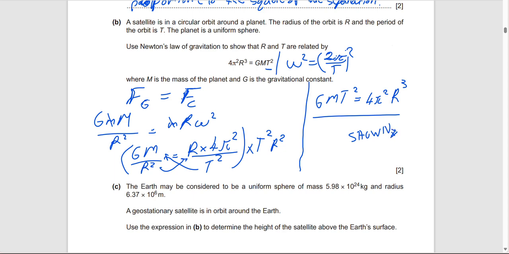So the main idea, remember, is just that the centripetal force comes from the gravitational force. It is the one that causes the centripetal force because of the pull, which forces the satellite to go into orbit. All right, next question.